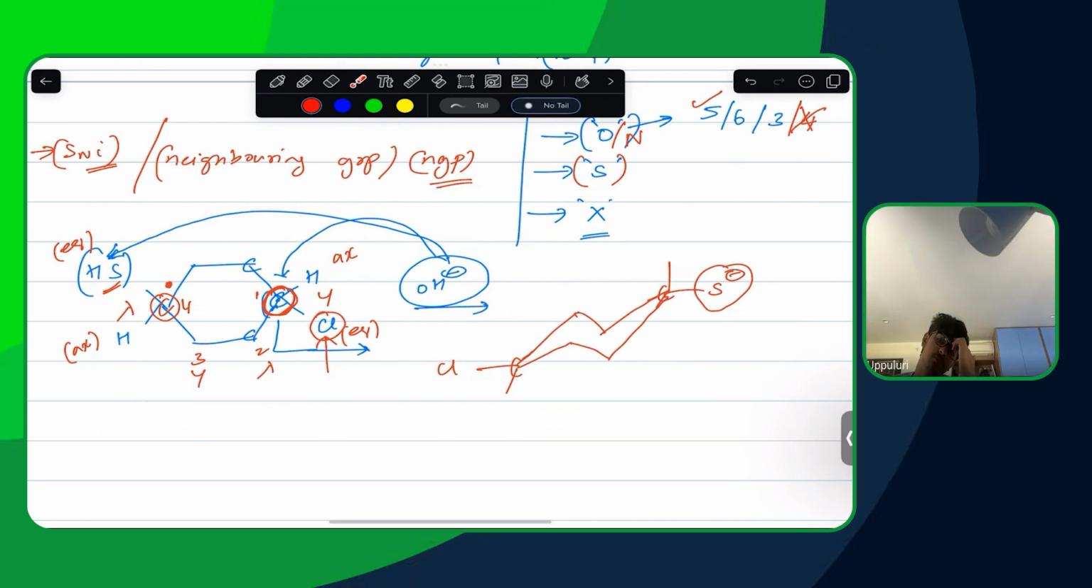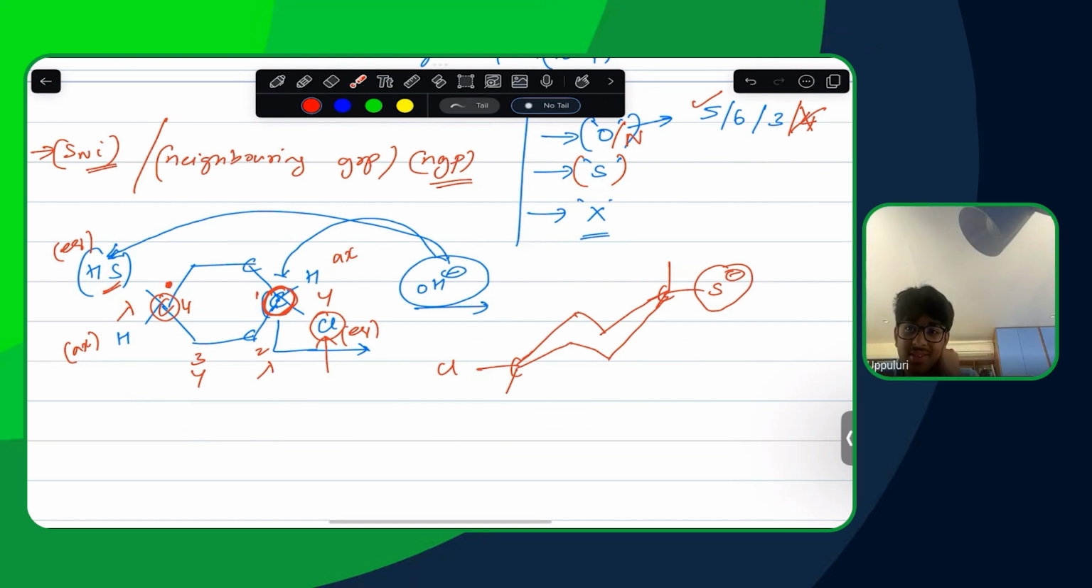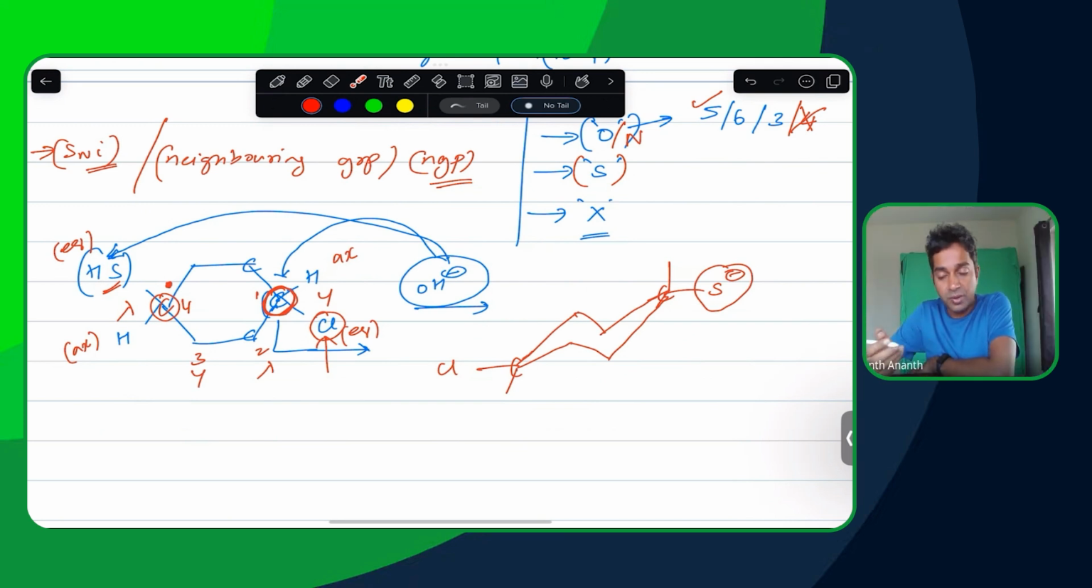Now, what were the options given in the question here? It said there were no options. If there were no options, then you can basically go for all of them. Logically speaking, you have to give all of them as possibilities. And in this particular case, yes, the neighboring group participation will absolutely happen. It satisfies the conditions for neighboring group participation to happen, so it definitely has a chance of happening.